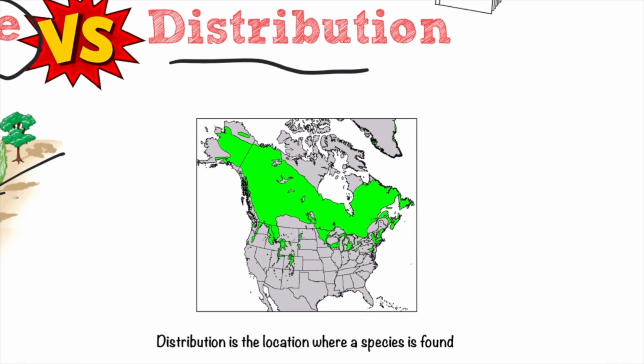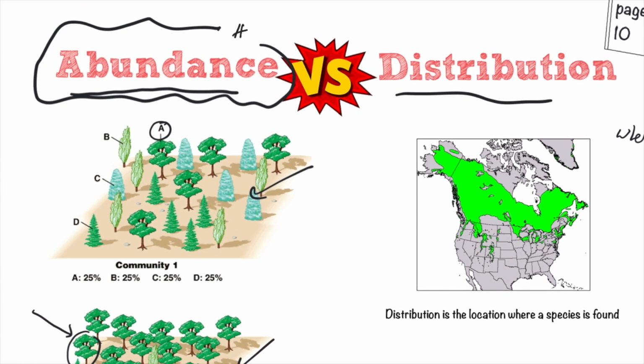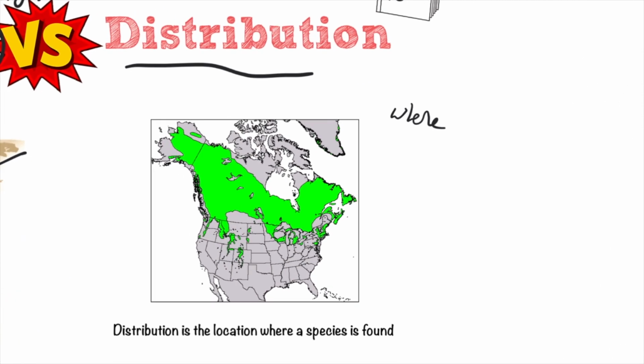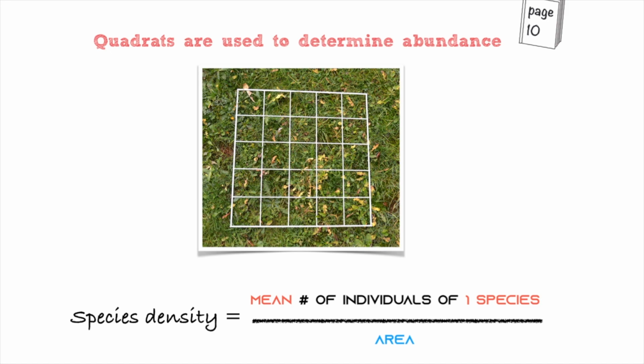Another term here is distribution. Now, distribution answers the question of where. Abundance is how many. When I say how many, that means it's the abundance. When I say where is this organism found, that means it's distribution. So distribution is where this particular organism is found, how this rabbit or this tree is distributed along a particular habitat. To study abundance, we use quadrats.